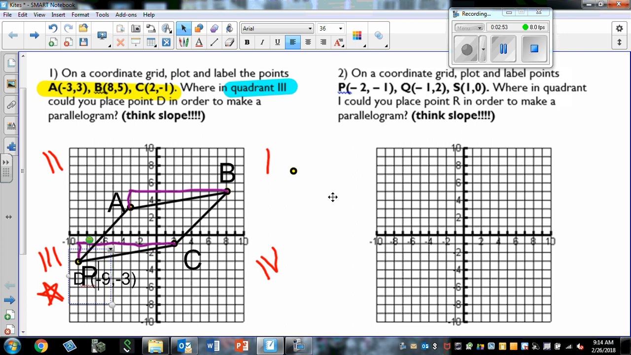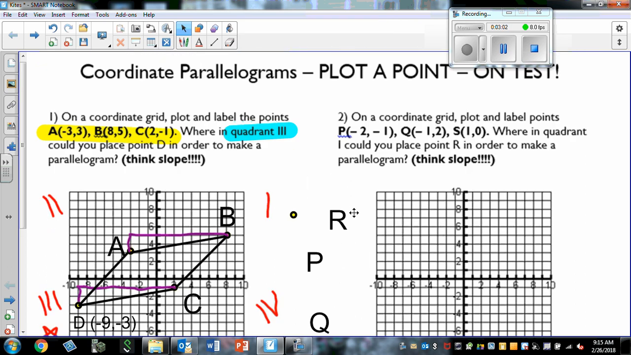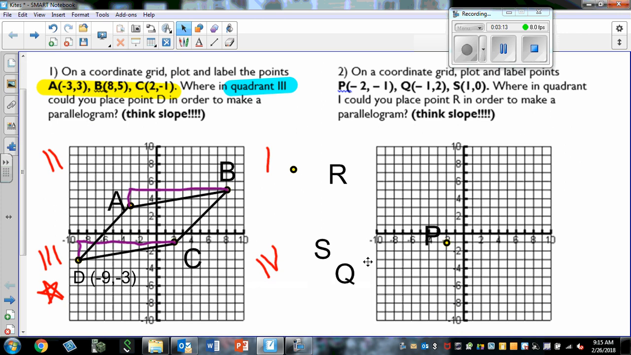Over here, we're going to need P, drag that over, Q, R, and S, okay, so there's our letters. P is at -2, -1, so here. Q is at -1, 2, so here. S is at 1, 0. Since the X is 1, it goes here.